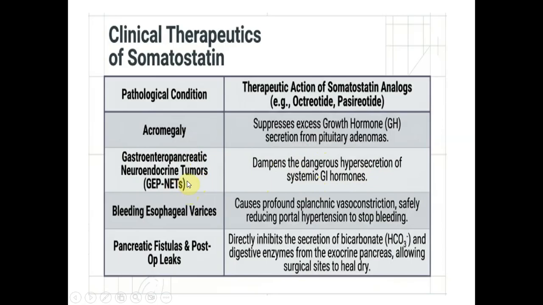gastroenteropancreatic neuroendocrine tumors. It causes profound splanchnic vasoconstriction, safely reducing the portal hypertension to stop bleeding in the cases of esophageal varices. That happens in cirrhosis of the liver, as you have already studied, maybe. And it directly inhibits the secretion of bicarbonate and digestive enzymes from the exocrine pancreas, allowing surgical sites to heal dry in the cases of pancreatic fistulas and postoperative leaks.